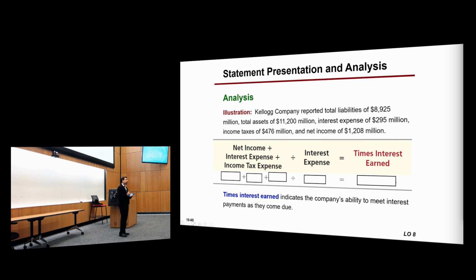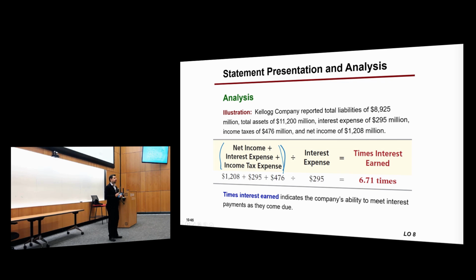So in this case, you divide net income plus interest expense plus income tax expense. Okay? You divide that by interest expense. In this case, it will tell you how many times the company can pay their interest. So in this case, it's 6.71 times. And the higher the number, the higher the ability of the company to pay interest. So if you are going to invest in the company's bonds, you would like to know that the company can continue to pay their interest.